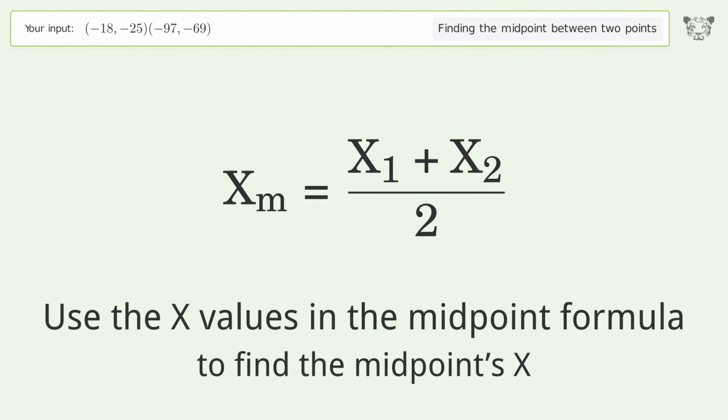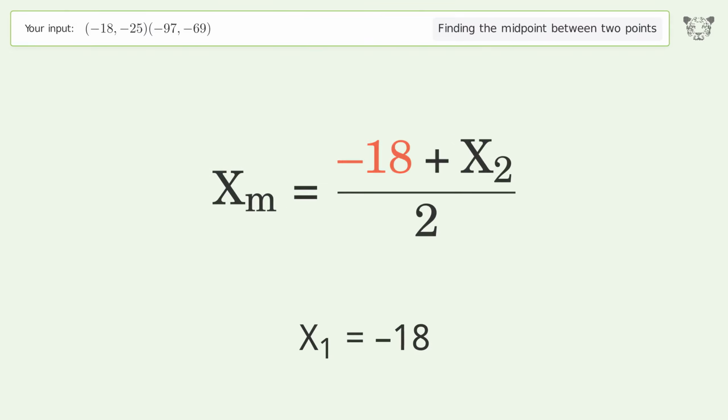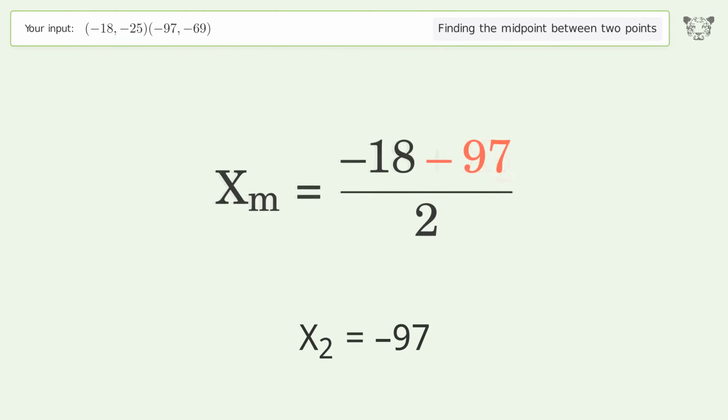Use the x values in the midpoint formula to find the midpoint's x. x1 equals negative 18. x2 equals negative 97. Simplify the arithmetic.